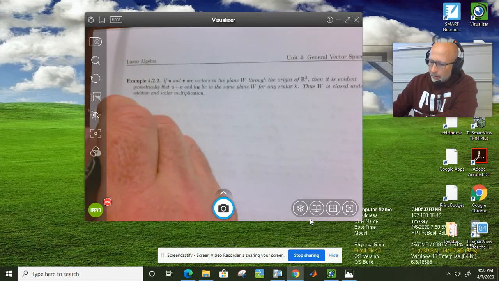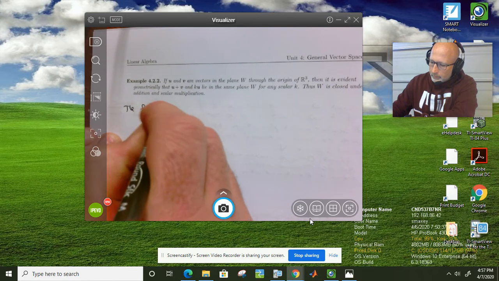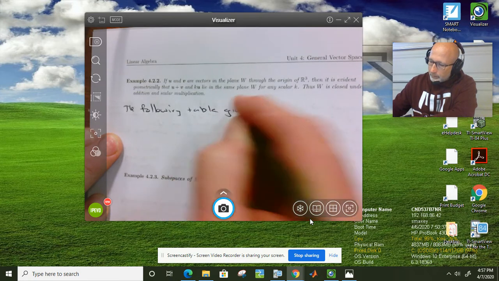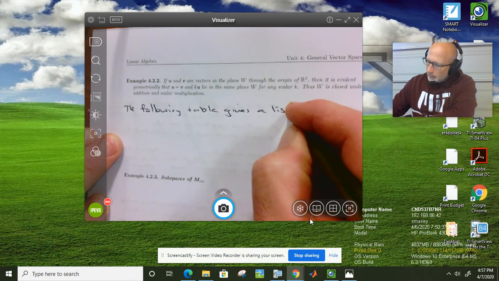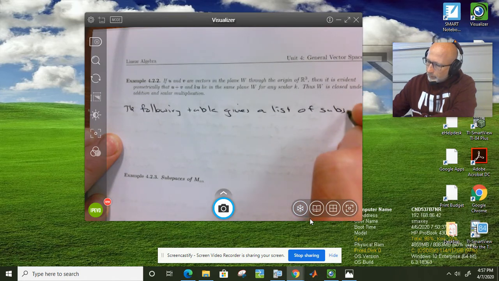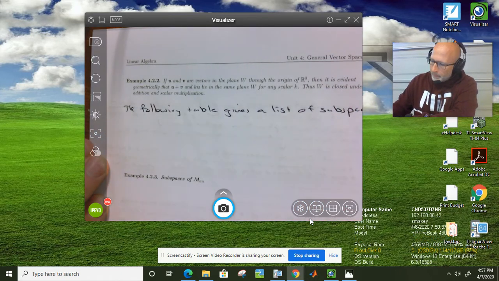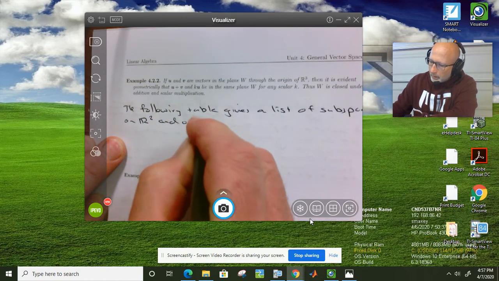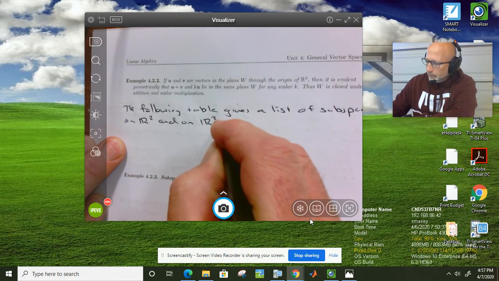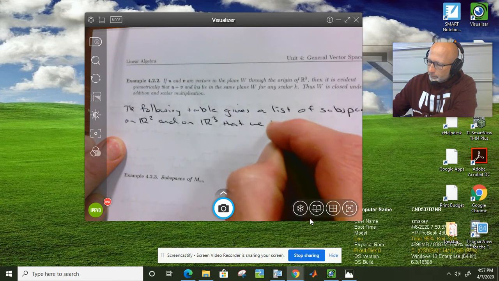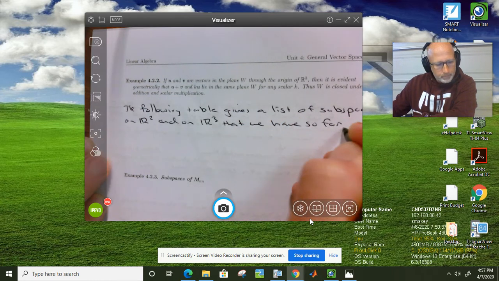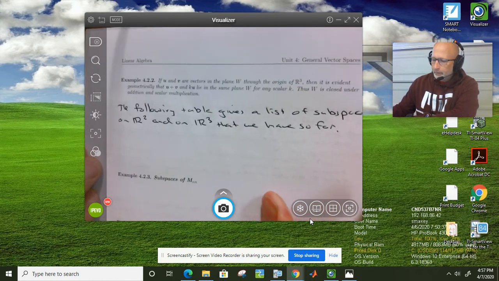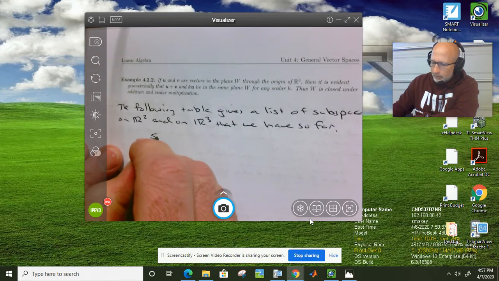Okay, so here's what we have. The following table gives a list of subspaces of R2 and R3 that we have so far. We'll actually go on to show later that these are the only ones that are subspaces. Okay, so subspaces of R2.